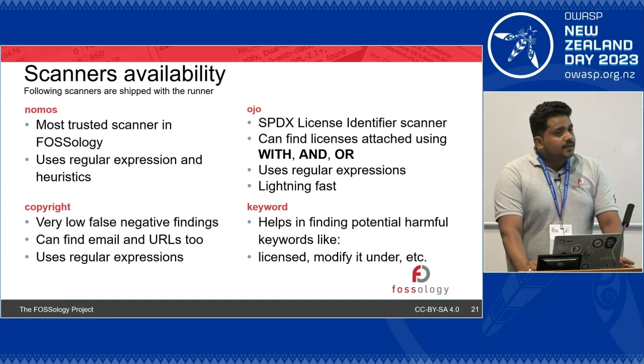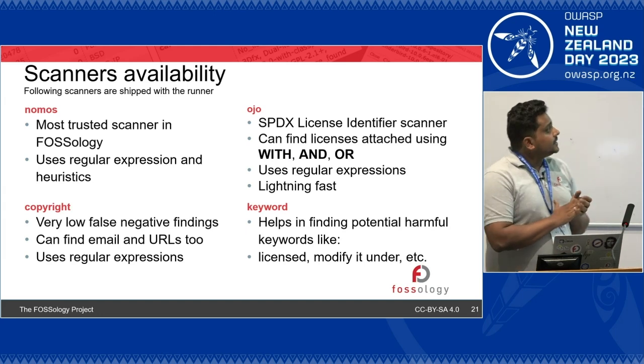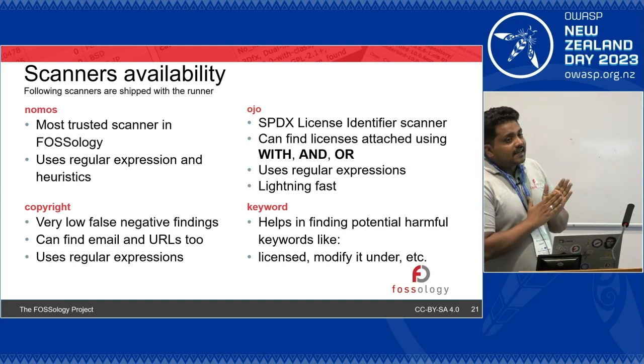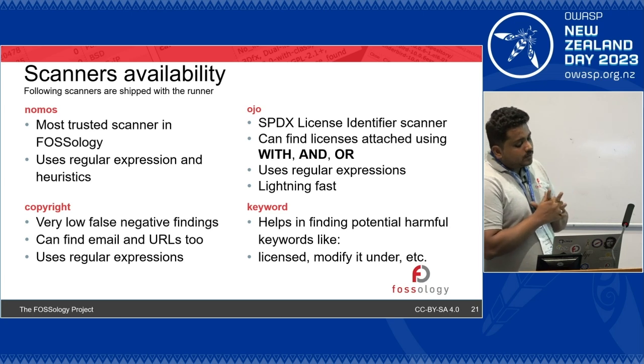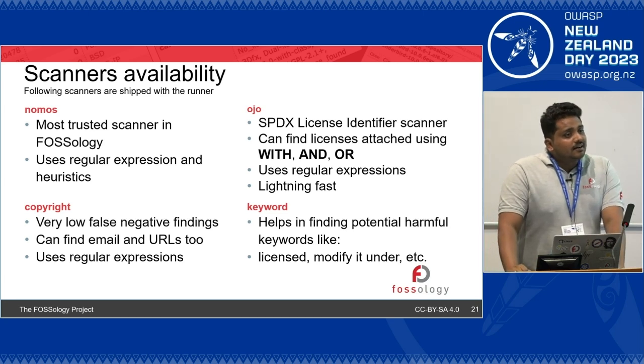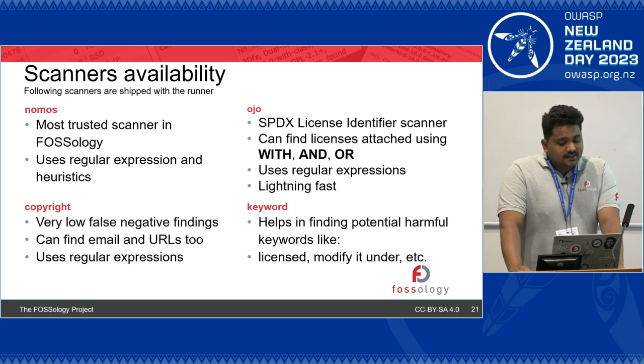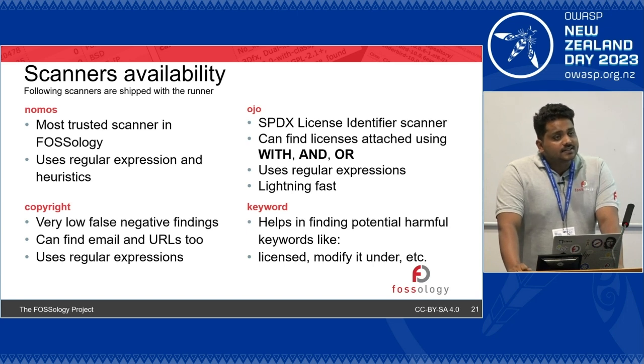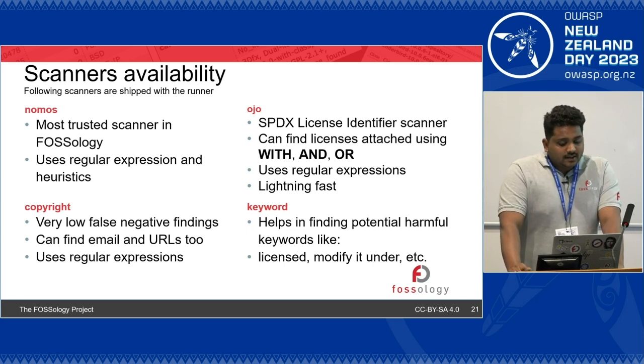So scanner availability. We have 4 scanners that are available for CI scanning: Nomos, Ojo, Copyright, and Keyword. All these scanners are regex-based scanners. If you take Nomos, Nomos is the most trusted scanner in FOSSology. It identifies almost all the licenses that are there outside.